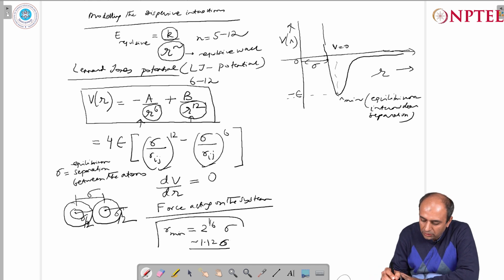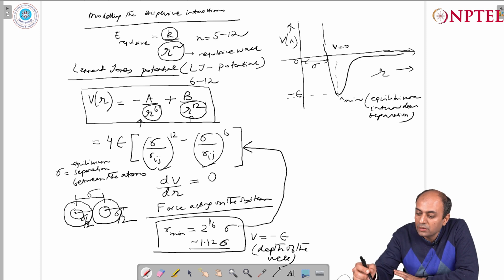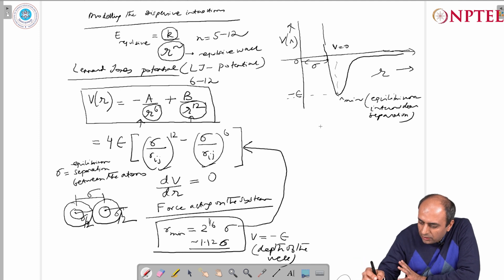So this is the limiting distance, and when you put this value of R min in the expression for V(r), then V becomes equal to minus epsilon, and this is referred to as the depth of the well. So this is the depth of the potential energy well, which is minus epsilon, and R min is equal to 2 to the power 1 by 6 sigma. That tells you that the equilibrium internuclear separation is slightly greater than the value of sigma, because at this particular distance the attractive and the repulsive forces perfectly balance each other. That means there is a little bit of separation.